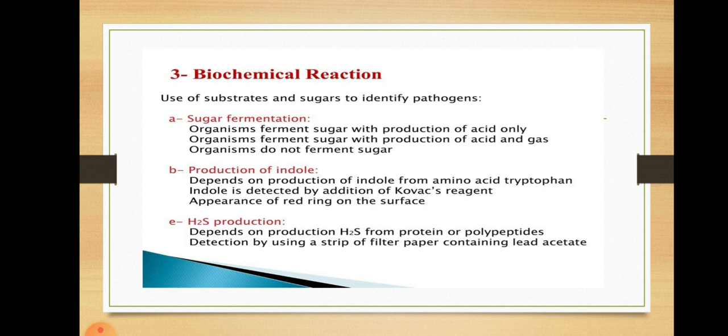Then production of indole: tryptophanase enzyme producing microorganisms can be detected in this particular method. H2S production depends on production of H2S from protein or polypeptides. It is detected by using a strip of filter paper containing lead acetate.